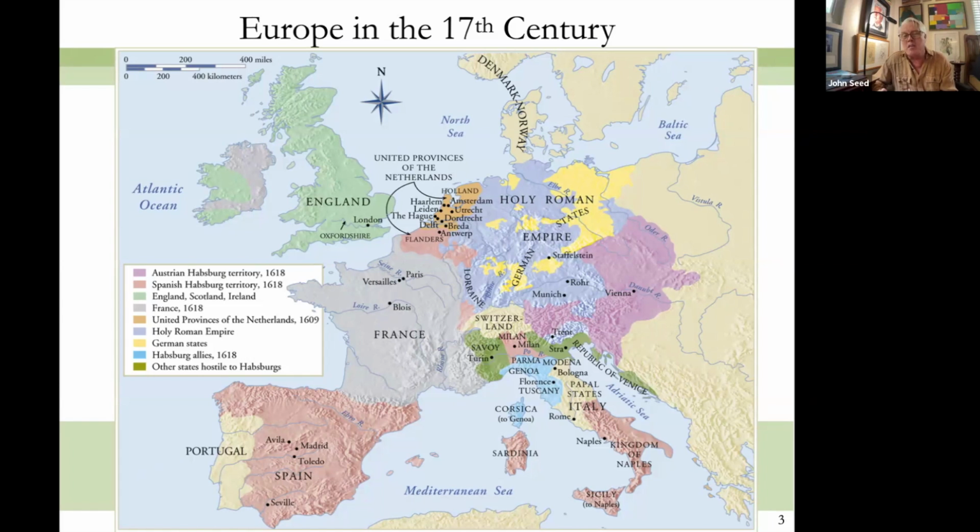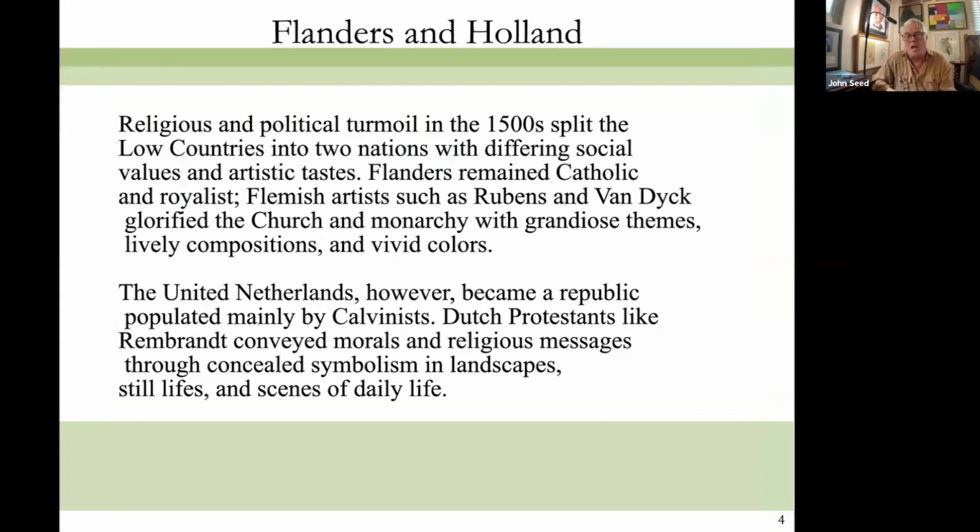Because this was an era of conflict between Protestantism and Catholicism, you'll see that the political lines were often skewed along religious lines. So in the northern part of Europe, we had what was called Flanders and Holland, which of course is now the modern Dutch Republic. Turmoil had split these Low Countries into two nations in the 1500s. Flanders, think Belgium, was Catholic and royalist.